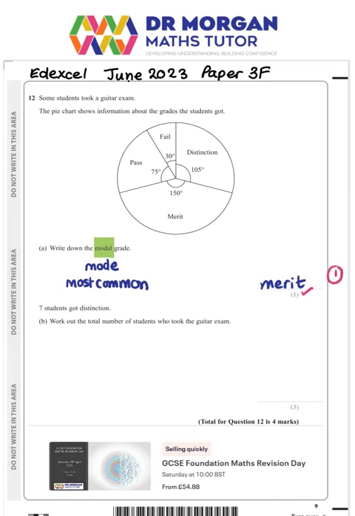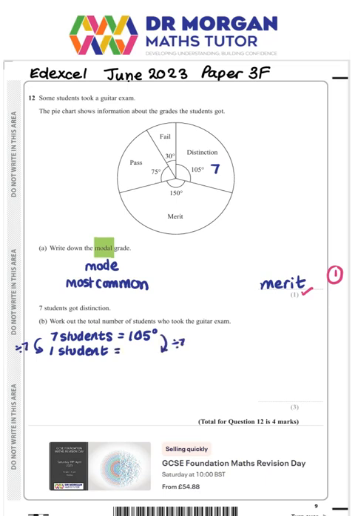It then goes on to say that 7 students got a distinction. Well, I know that 7 students was 105 degrees, so I think that I will just start making some little notes about that. 7 students is 105 degrees. Now, I'd really like to figure out how many degrees represented 1 student. And if I divide by 7, I should be able to get the answer there.